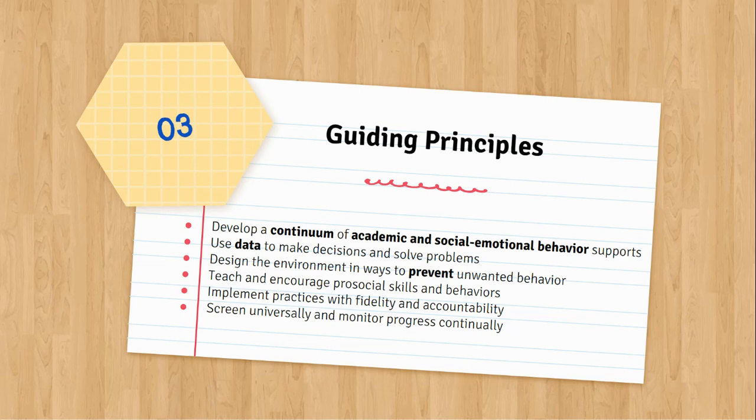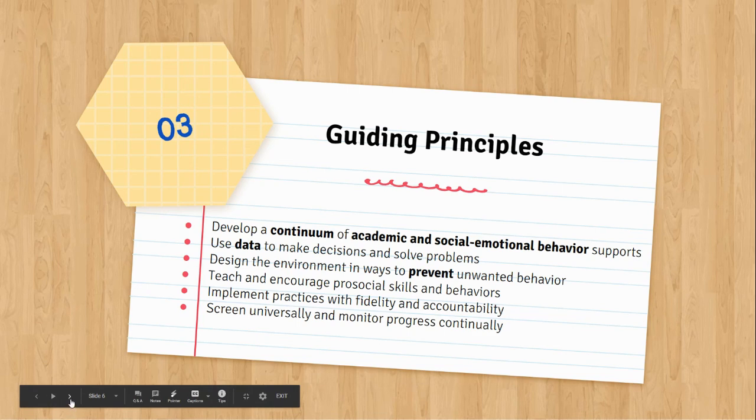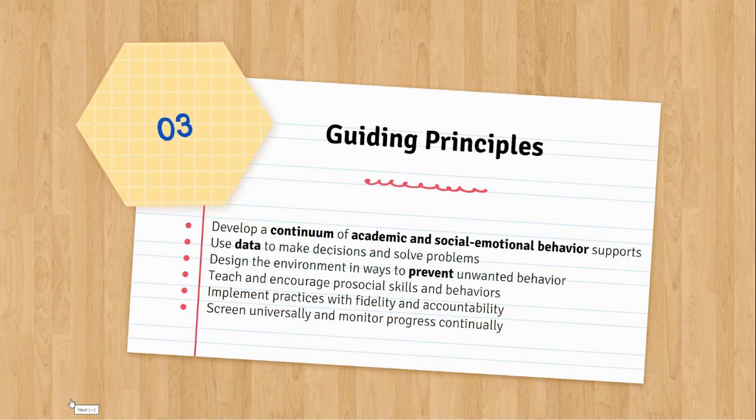We design the environment in ways that prevent the unwanted behavior. We teach and encourage pro-social skills and behaviors, implement practices with fidelity and accountability, and screen universally and monitor progress continually. So we're screening all students looking for things that may be strengths or might be areas where we want to develop skills for our students.